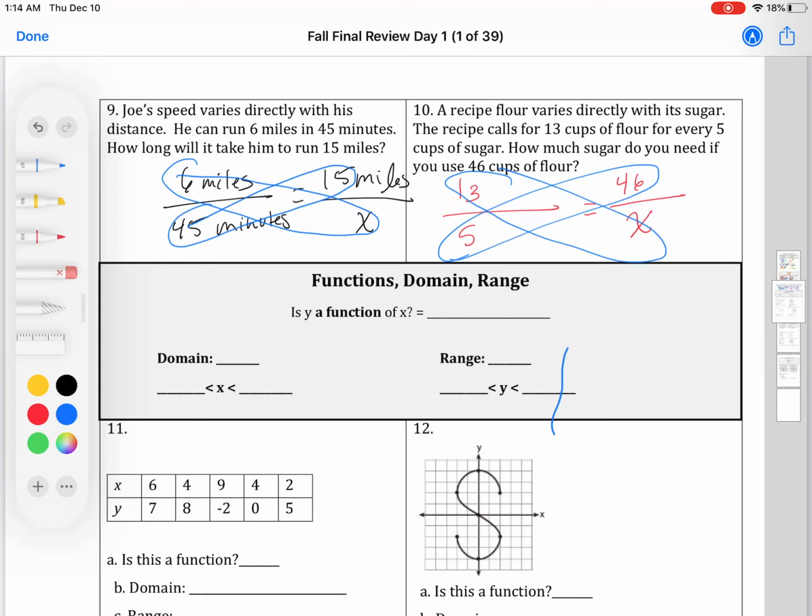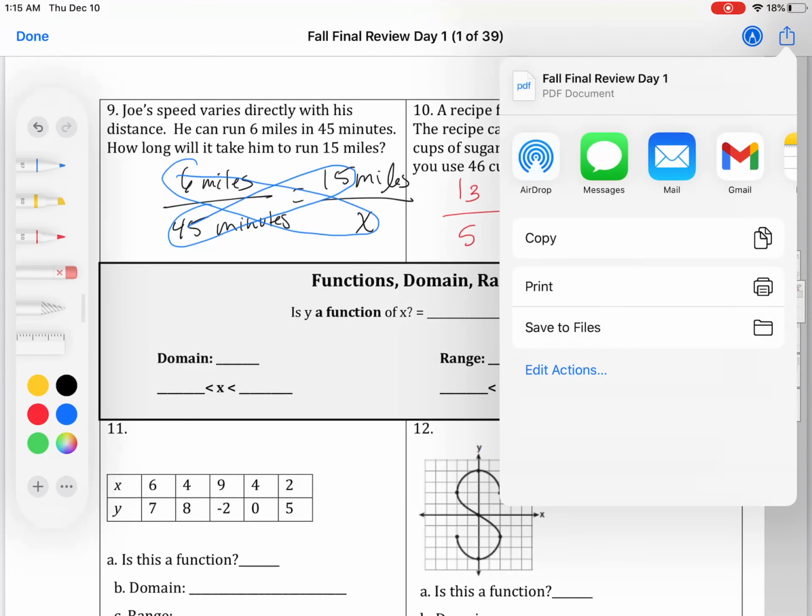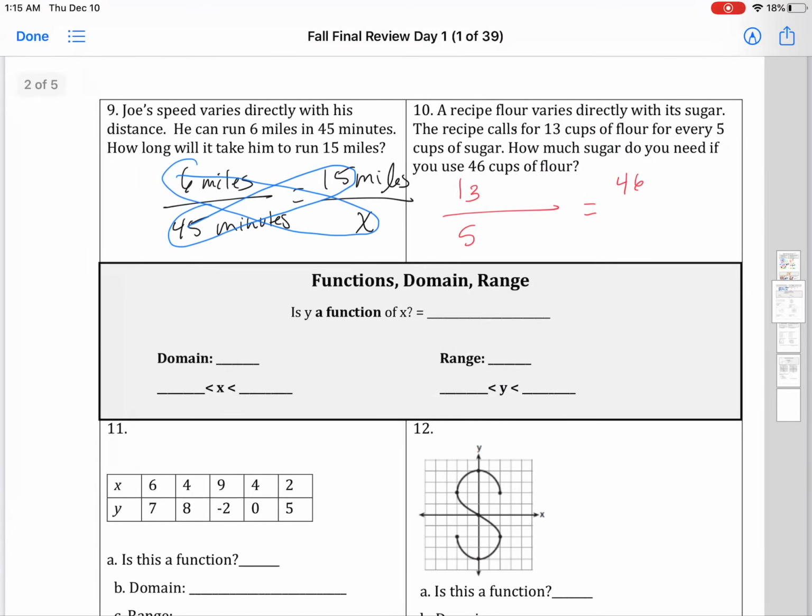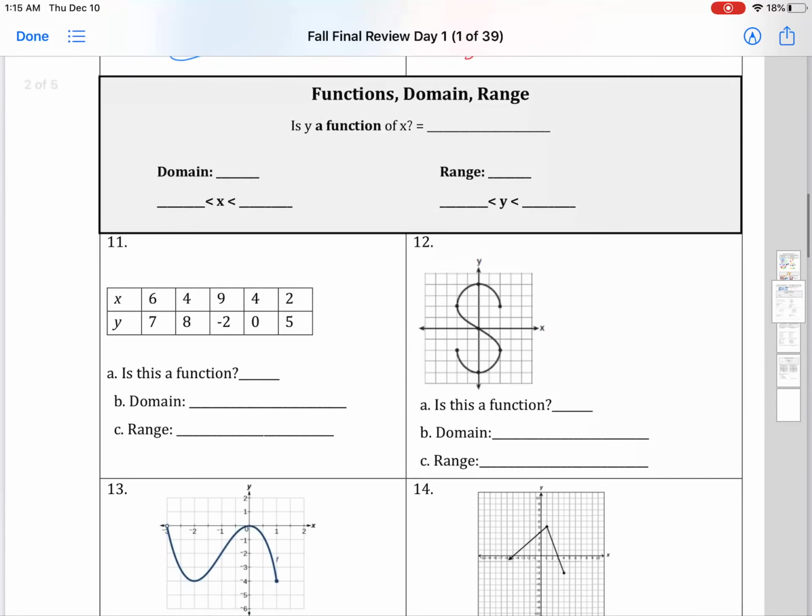Moving on. There we go. Sorry guys, technical difficulty here.